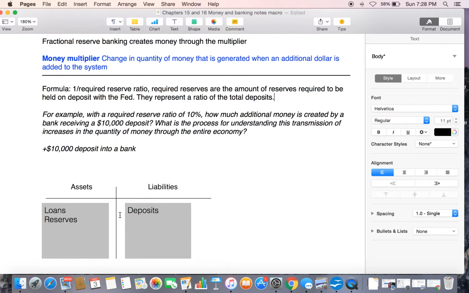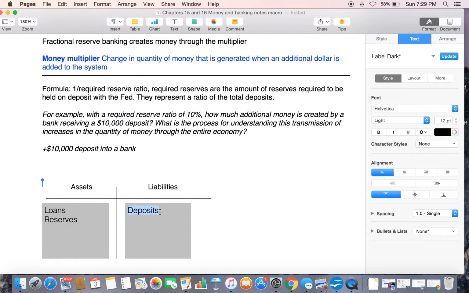So for example, with a required reserve ratio of 10%, how much additional money is created by a bank receiving a $10,000 deposit? So what is the process for understanding the transmission of increases in the quantity of money through the entire economy? So let's assume this $10,000 deposit comes in. Someone receives a check from their grandmother, and they're going to deposit it into their savings account.